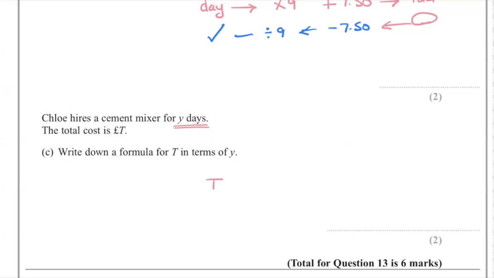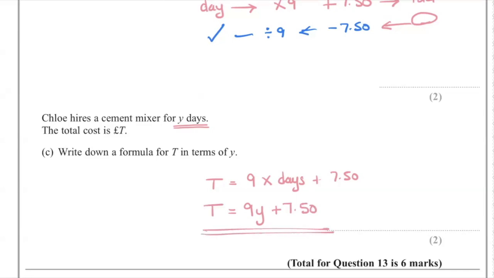We know the total cost is equal to 9 times the number of days plus £7.50. But we need to now change days for Y because that's what they've asked us to use. And we also don't show the times sign. So this would become 9Y plus £7.50. And that would be our formula. Technically, we don't need that 0, so we could lose that for our final answer. But if we were to keep it on, it would be absolutely fine. You would still get your marks.